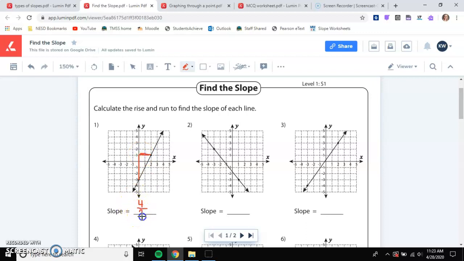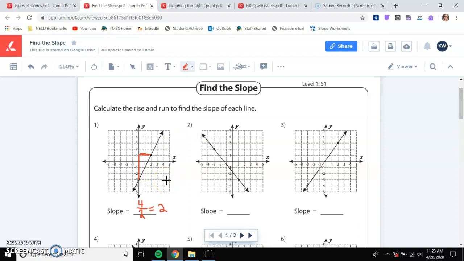So it's 4 over 2, which obviously then reduces. You're always supposed to reduce your slope if you can. So it either stays as a fraction once you reduce it, or this one goes to a whole number. 2 over 1 is the exact same thing as 2, so I'm just going to put 2. So that's my slope. And then is it positive or negative?